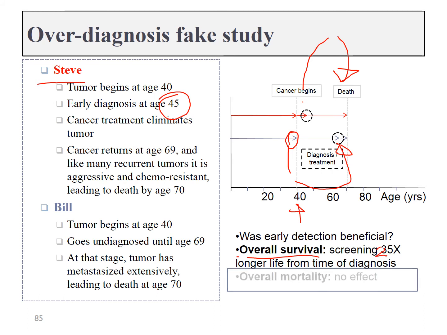Of course, they both died at the age of 70, so if you measure overall mortality, you would say that this early diagnosis did nothing. It didn't really help Steve live any longer. He just went through a fairly expensive treatment and lived to the same age as his brother Bill. Now, I'm not going to test you on the difference between overall survival and overall mortality, but I do want to introduce you to the concept that numbers can be tweaked to be misleading.